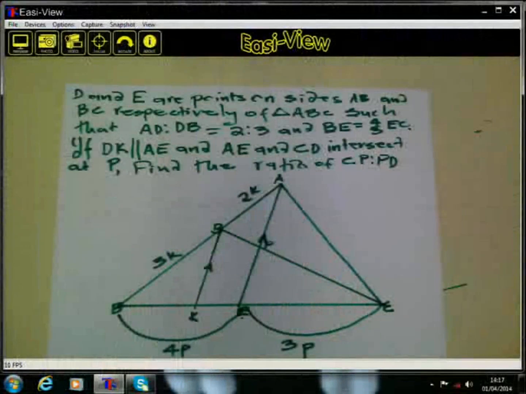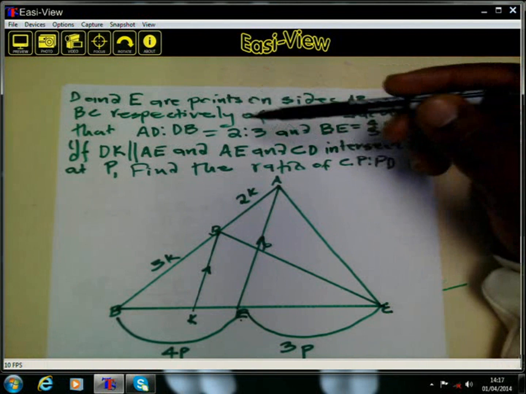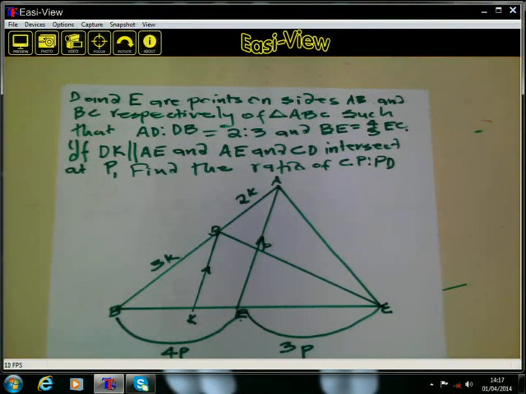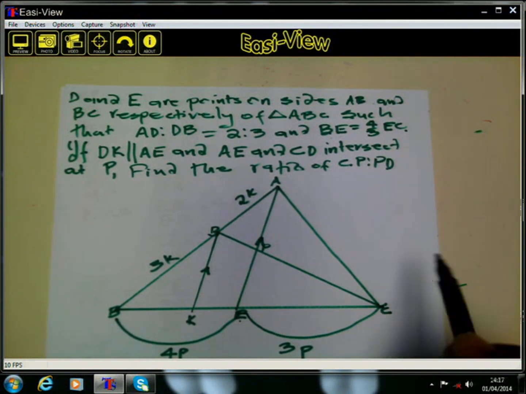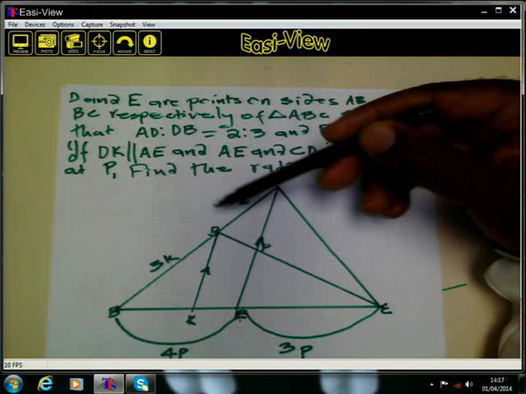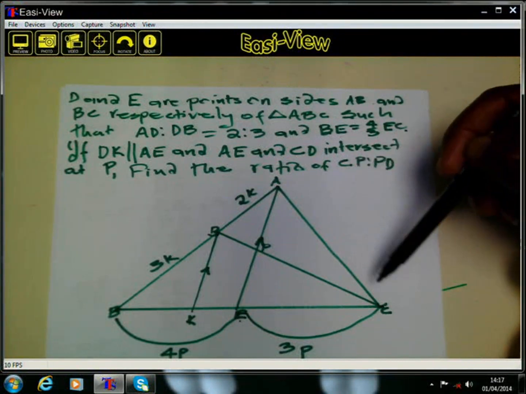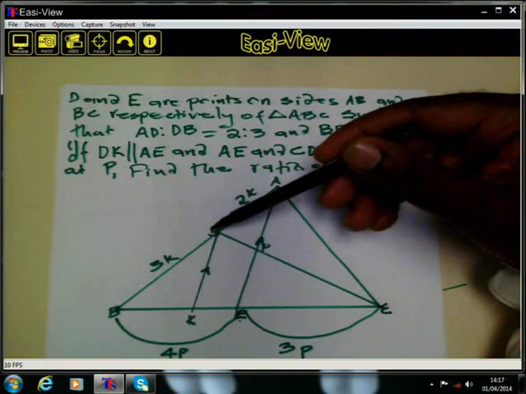Welcome back, learners. Let's quickly look at our question. This is how the question looked before we went to break, but it's still the same question. It did not change a bit. We had this triangle, triangle ABC for starters. But there's this information which was given to us. The information is as it appears. D and E are points on side AB and BC. E will be here when D is there.